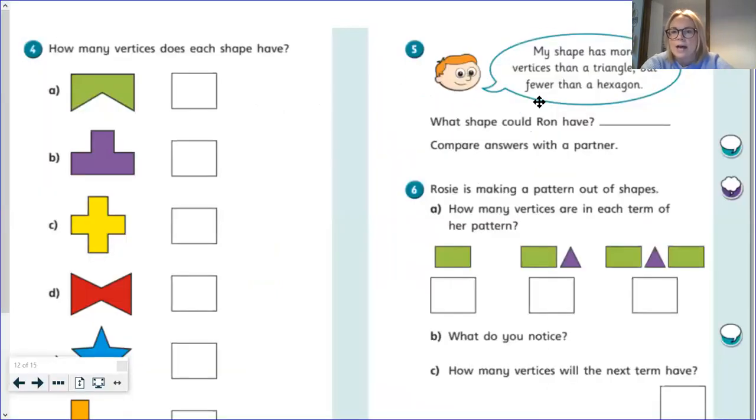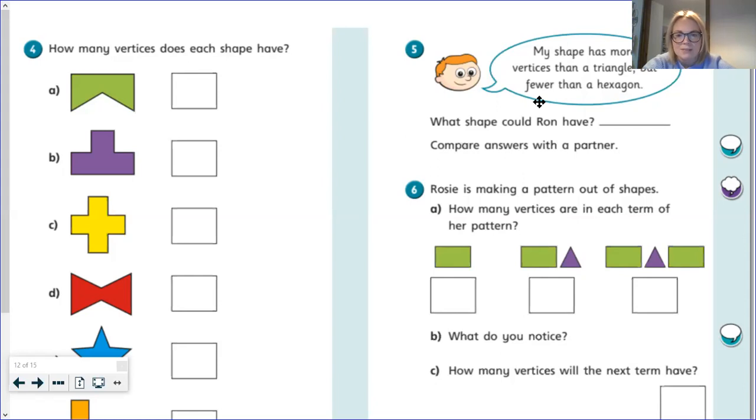So we have got Ron here, who is saying that his shape has more vertices than a triangle, but fewer than a hexagon. What shape could Ron have? Okay, and there is more than one correct answer here. So if you can think of more than one answer, fantastic.